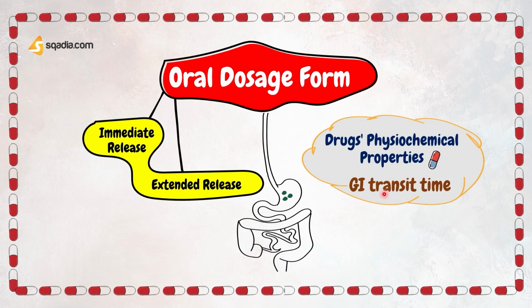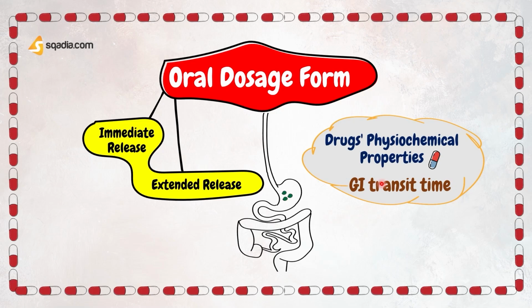The GI transit time refers to the amount of time it takes for food to travel through the gastrointestinal tract, which includes the mouth, esophagus, stomach, small intestine, and large intestine. The duration of GI transit time can vary depending on various factors, which we will discuss further, like the person's age, gender, overall health, and underlying medical conditions.